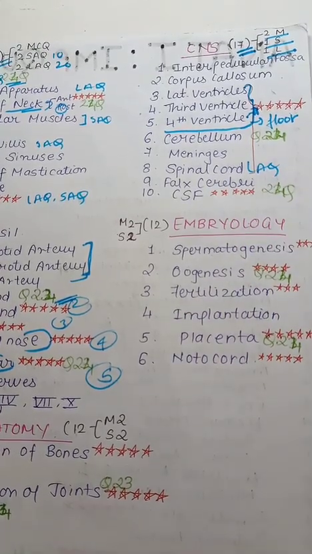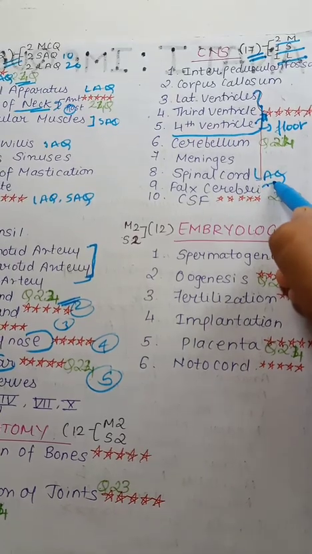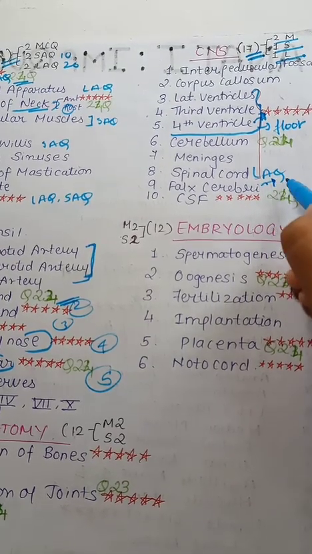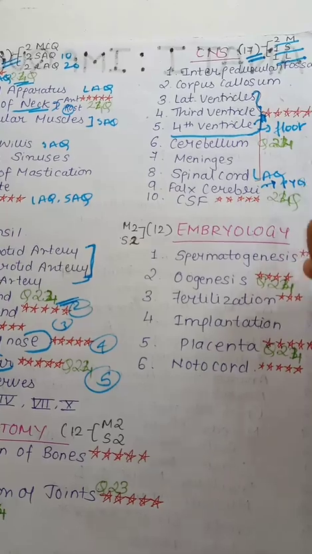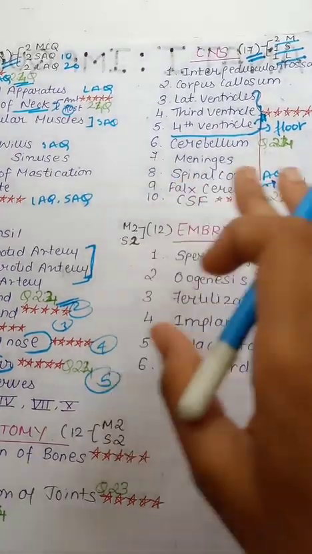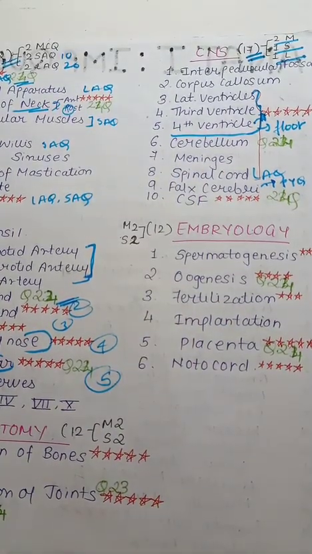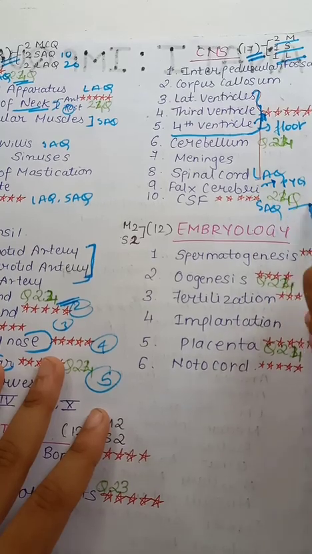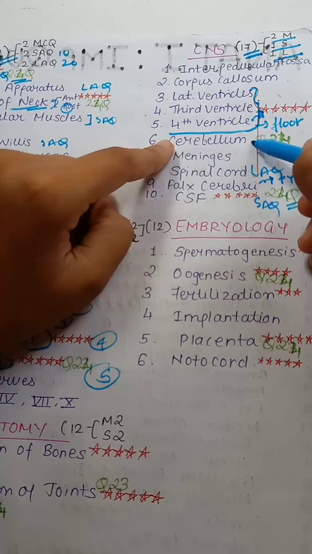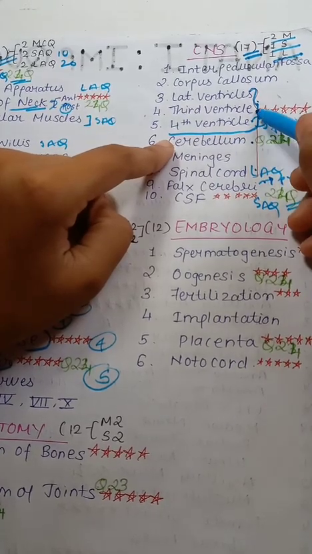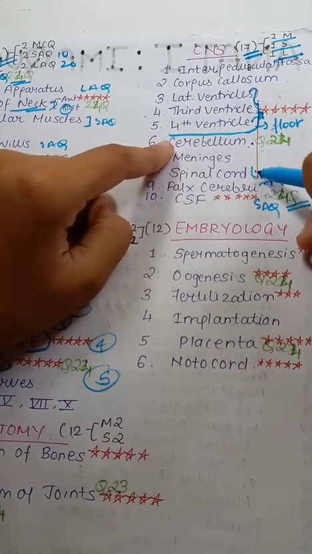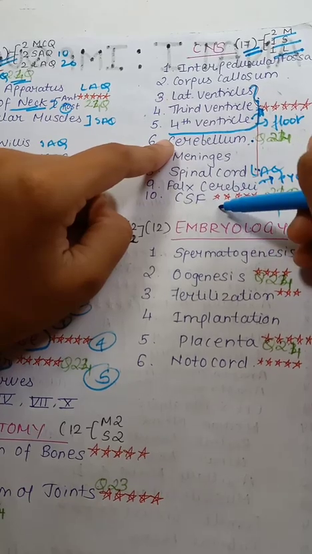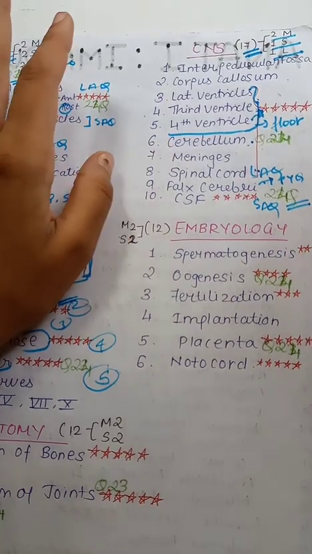Then falx cerebri, and this question was not expected, but it was present in many PYQs, so it is important. Then CSF, cerebrospinal fluid, is important. It can be asked for SAQ and it was present in 2024. So let me tell you, LAQ will be asked from ventricles, cerebellum and spinal cord. Meninges and CSF are very much important.